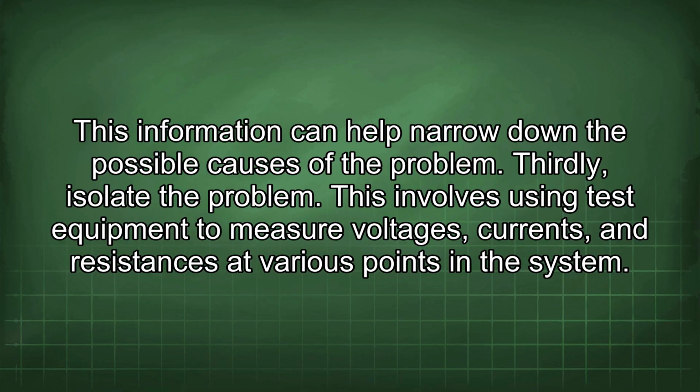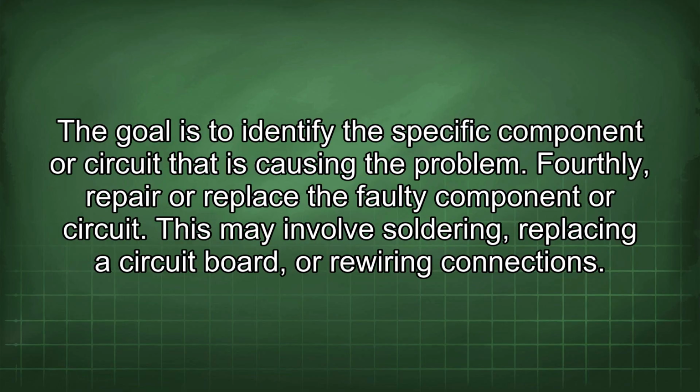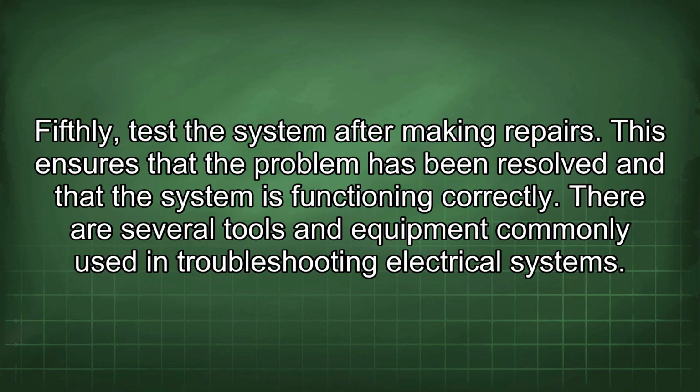This involves using test equipment to measure voltages, currents, and resistances at various points in the system. The goal is to identify the specific component or circuit that is causing the problem. Fourthly, repair or replace the faulty component or circuit. This may involve soldering, replacing a circuit board, or rewiring connections. Fifthly, test the system after making repairs. This ensures that the problem has been resolved and that the system is functioning correctly.